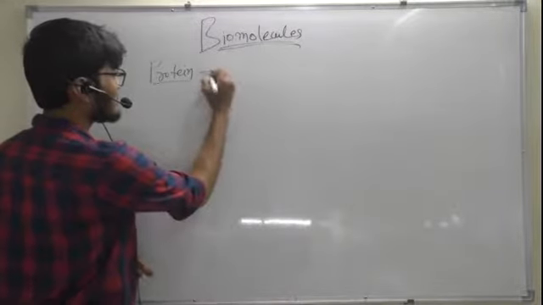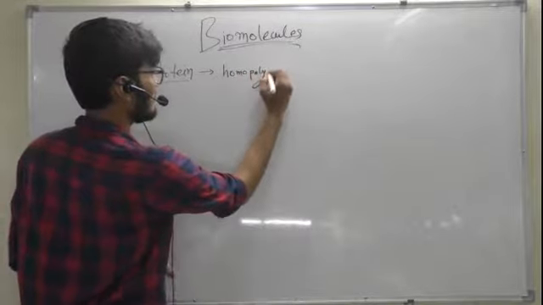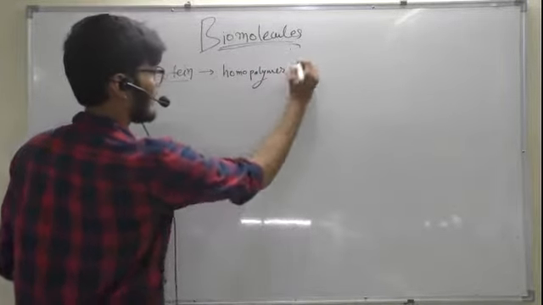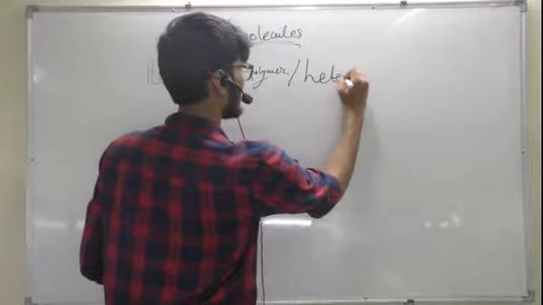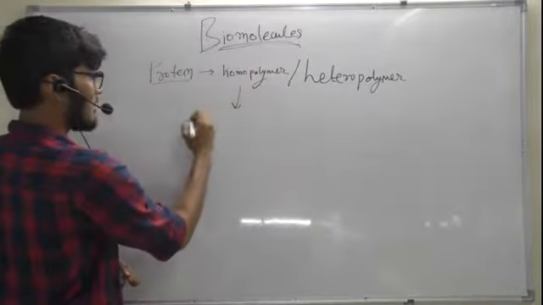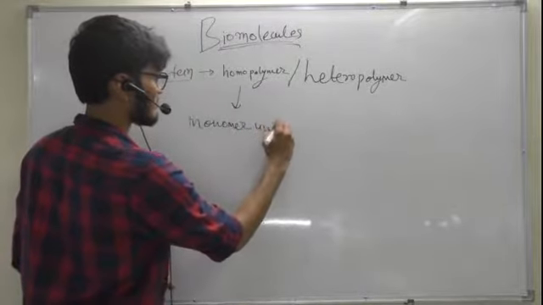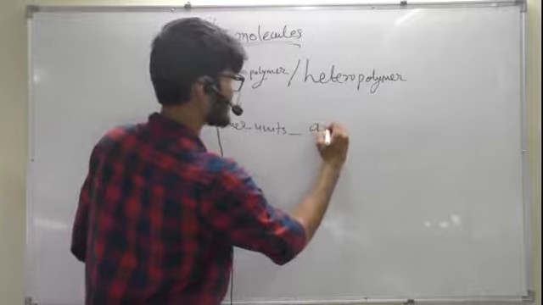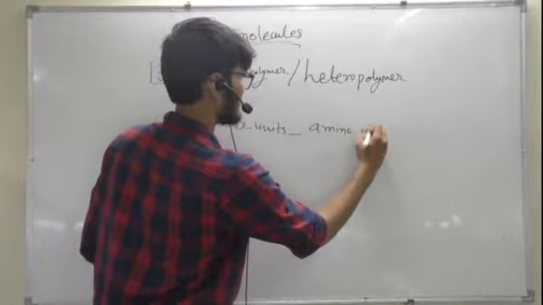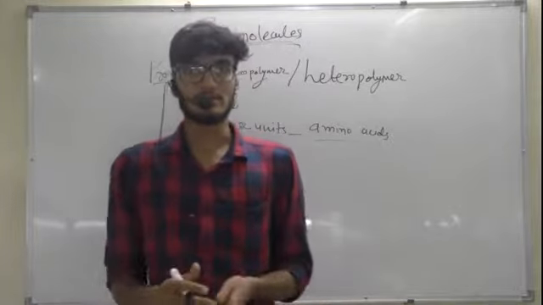So protein is a homopolymer or it might be a heteropolymer whose monomer units are called amino acids. So more than one amino acid.